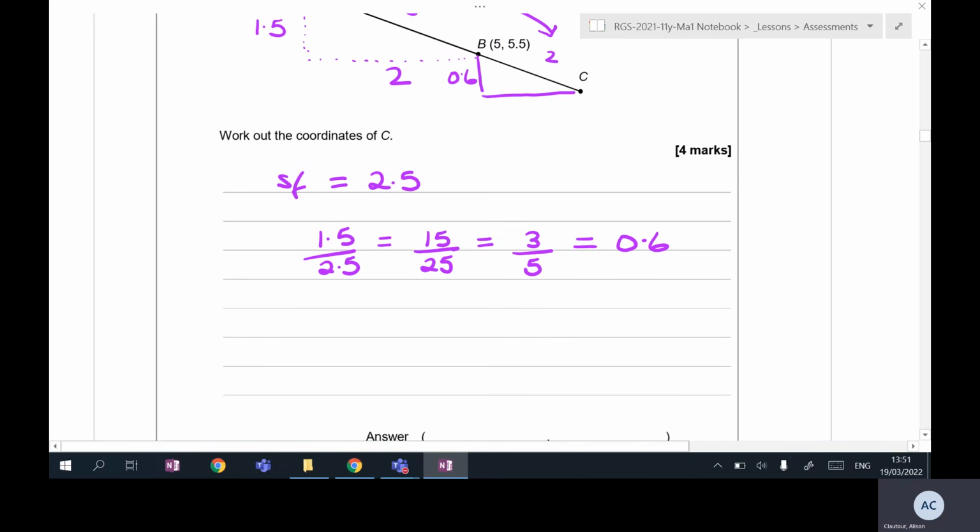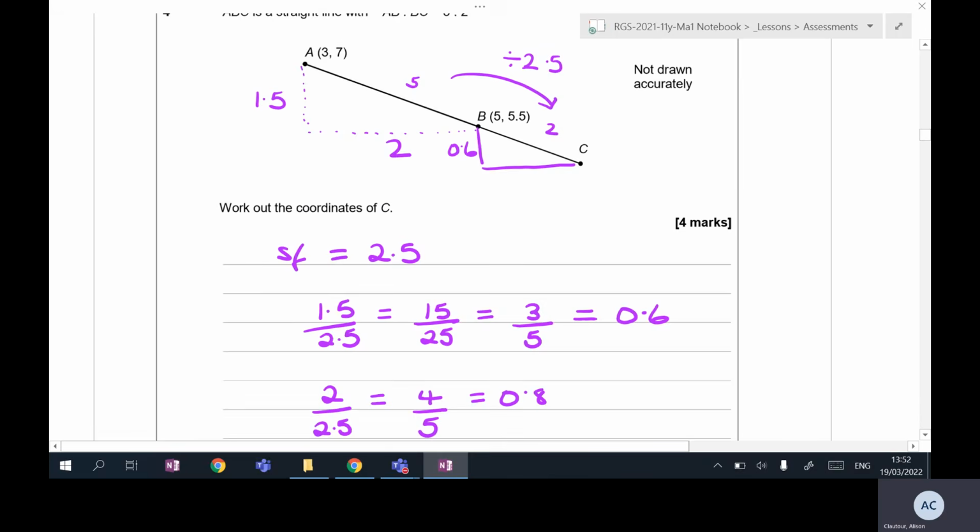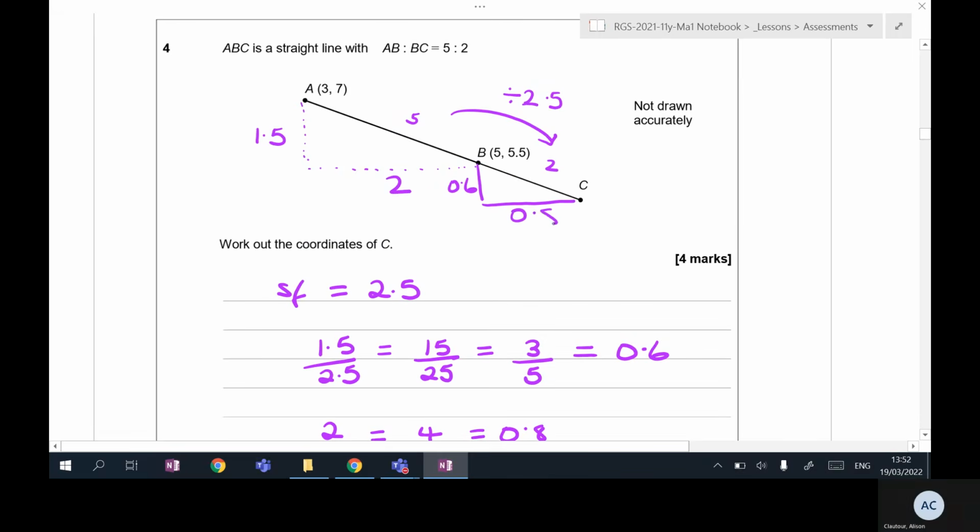So this side of the triangle is going to be 0.6. Okay, and if we do the same thing with the difference in the x coordinates, so we had 2, so we now got to divide that by the scale factor, which is 2.5. So if we double this fraction, we've got 4/5, or 0.8. Okay, so we can then use that to work out the coordinates of C.